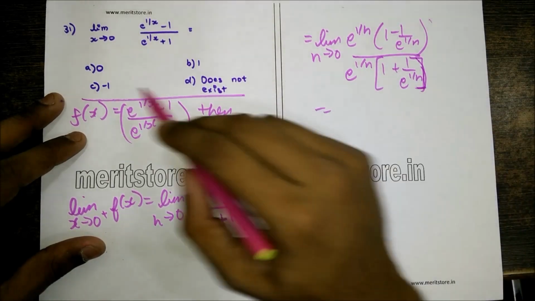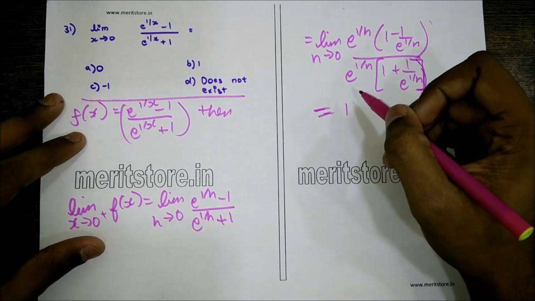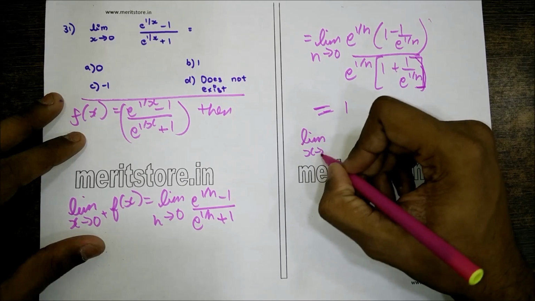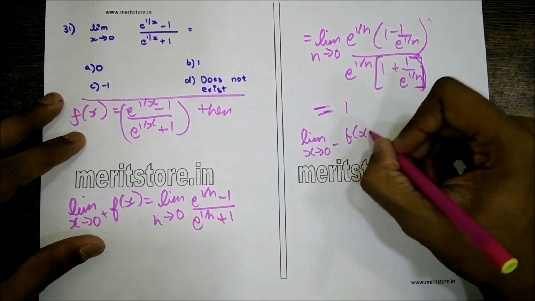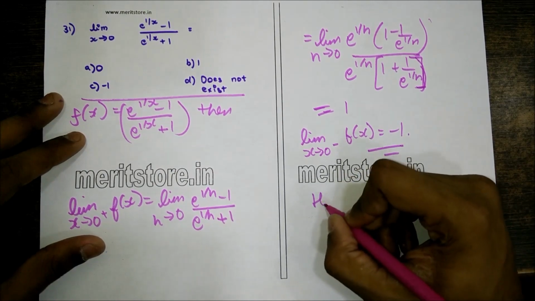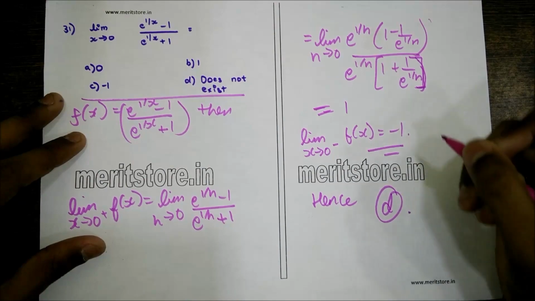Now we apply the limit of h tends to 0, which is equal to 1. Similarly, for limit of x tends to 0 on the minus, f of x equals minus 1. So we could say from this, hence the limit does not exist, which is D.